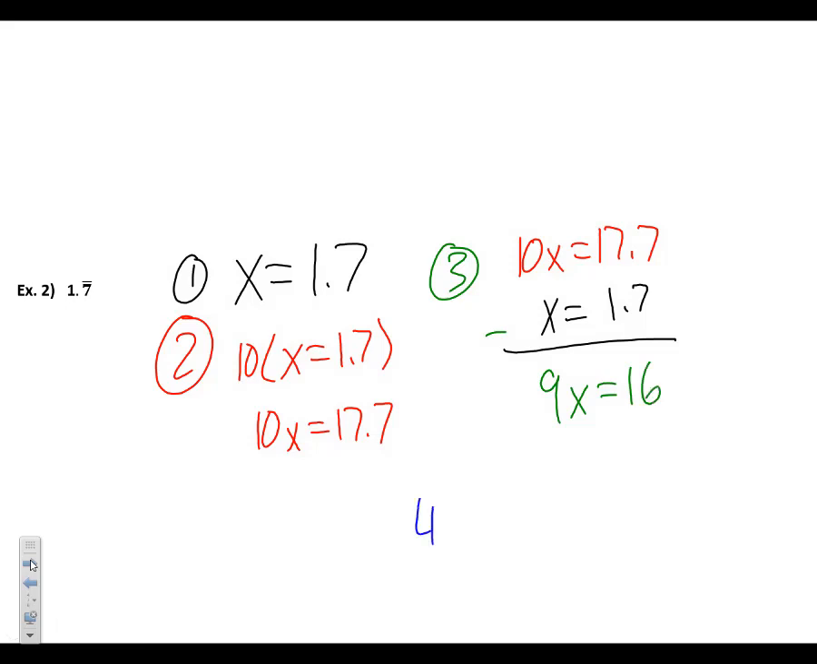And of course, step 4, I'm going to solve for x by dividing by 9. So x equals 16/9. 9 goes into 16 one time with 7 left over. So 1 7/9 is my mixed number that would give me a repeating decimal of 1.7 repeating. Pick up your pen and pencil and get busy.